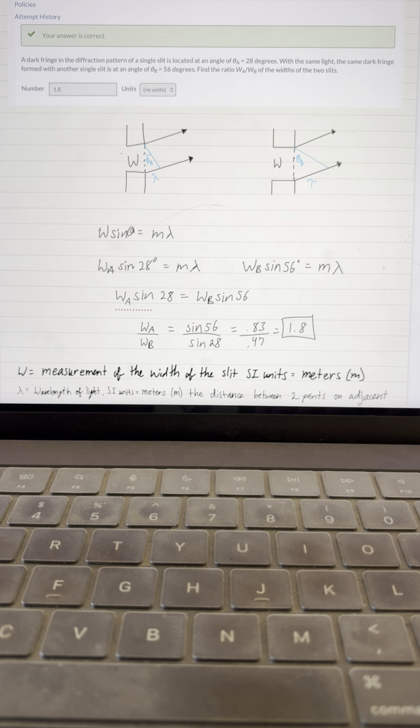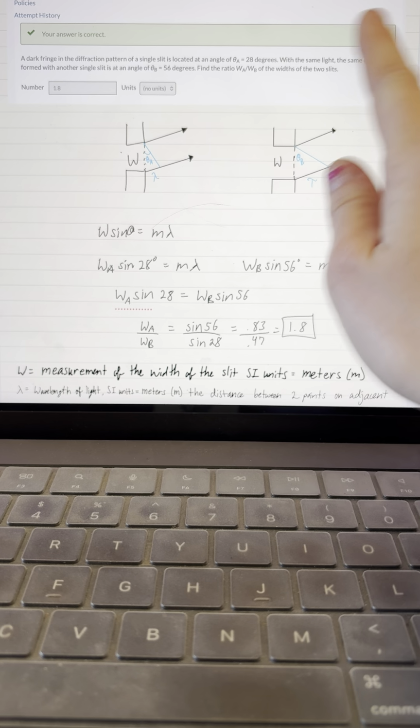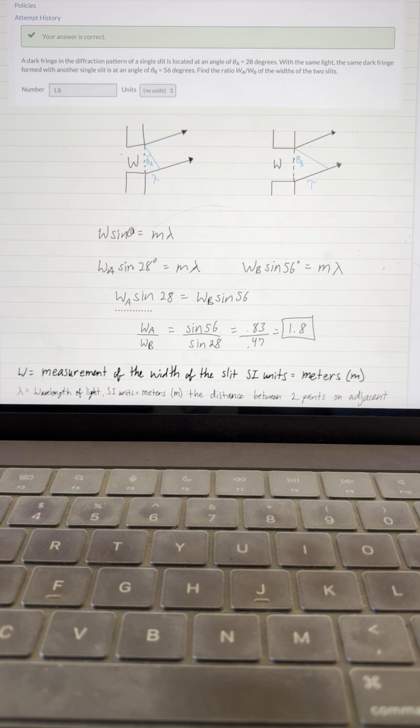Hello, for the first problem for week 6B, I chose question number 8, and it states: a dark fringe in the diffraction pattern of a single slit is located at an angle of 28 degrees. With the same light, the same dark fringe formed with another single slit is at an angle of 56 degrees. Find the ratio WA over WB of the widths of the two slits.